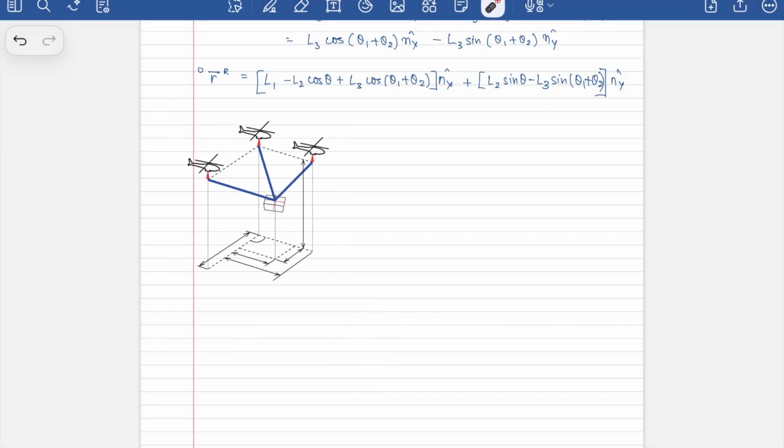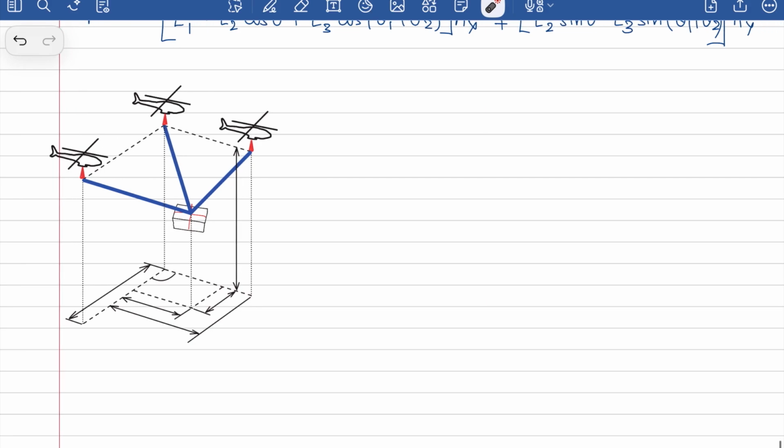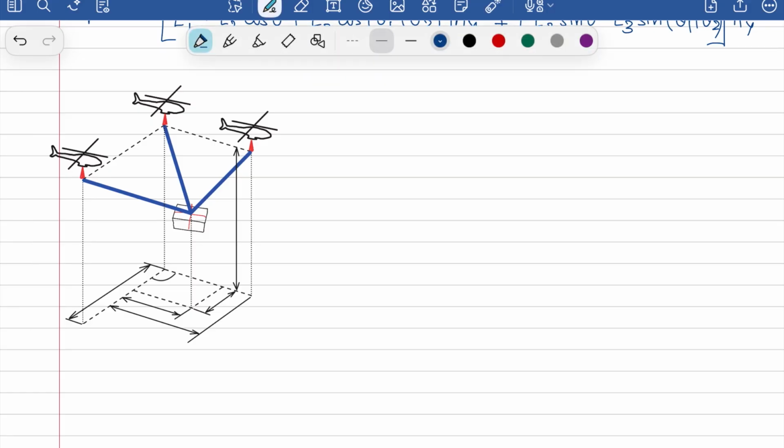Okay, so this here is now the case where you have three helicopters. They are RC helicopters and they have cables attached to them, and they are bringing this parcel. Okay, and the cables have some lengths that you have to find out. The objective is that this parcel should be located at a position that's defined as shown here.